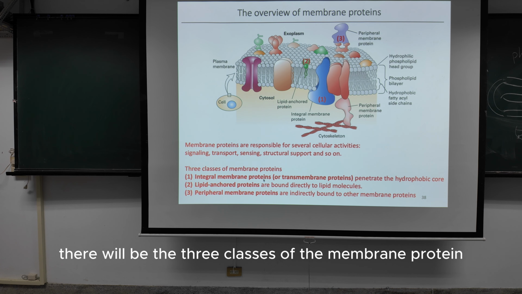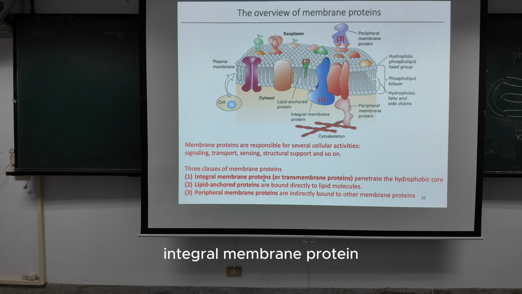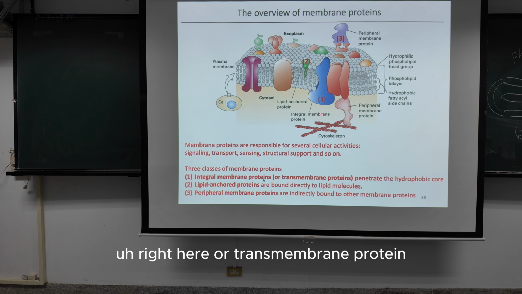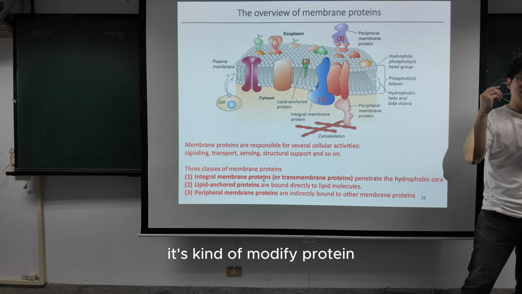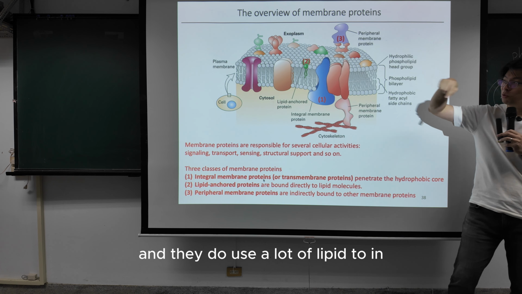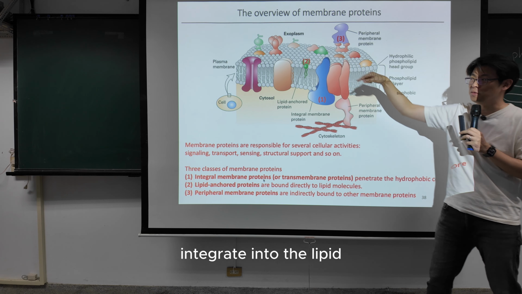There will be three classes of membrane protein: the integral membrane protein, or transmembrane protein, which will penetrate entirely across the hydrophobic core. And the lipid anchored protein, which is conjugated with certain lipids. There are certain lipids conjugated with the amino acid. It's a modified protein, and they use those lipids to integrate into the membrane.